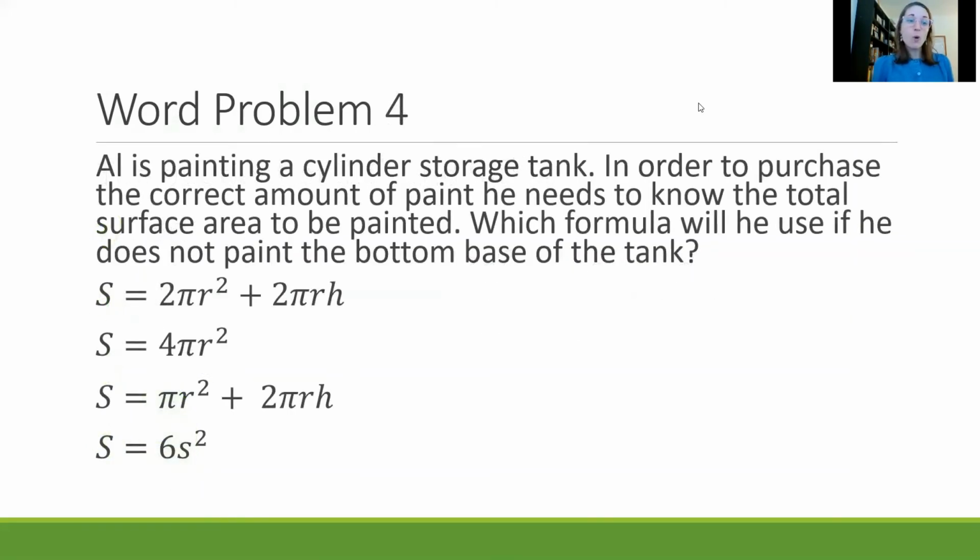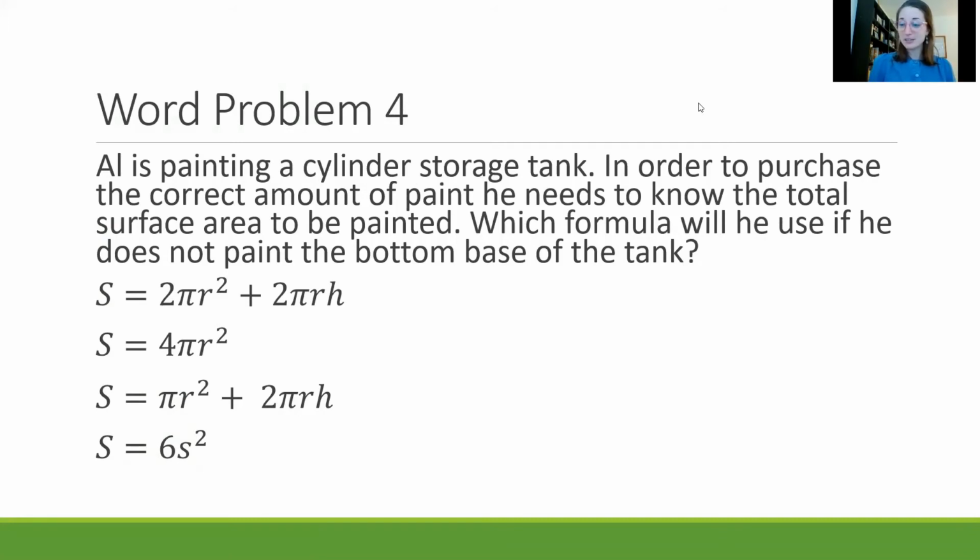For word problem 4, it says Al is painting a cylinder storage tank. In order to purchase the correct amount of paint, he needs to know the total surface area to be painted. Which formula will he use if he does not paint the bottom base of the tank? So this has a number of pieces to it. First, we need to know the cylinder shape. We're working with a tank here.